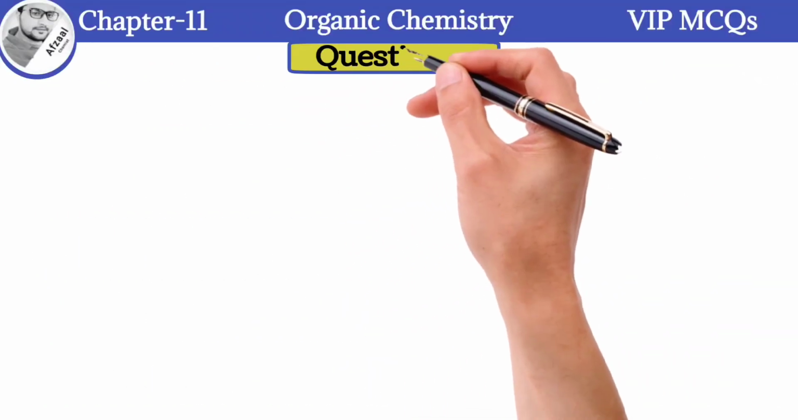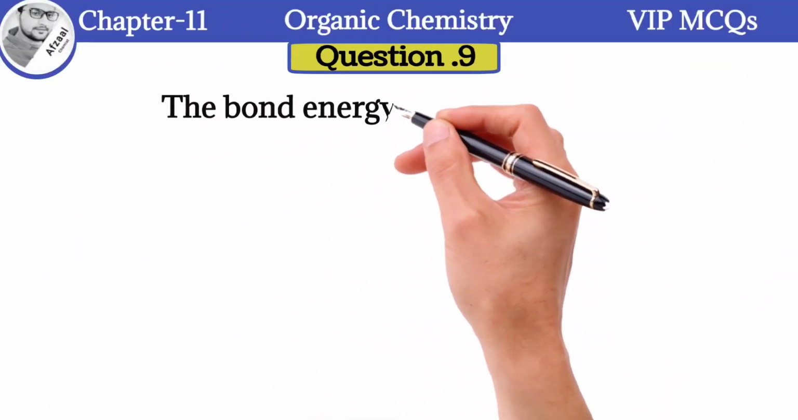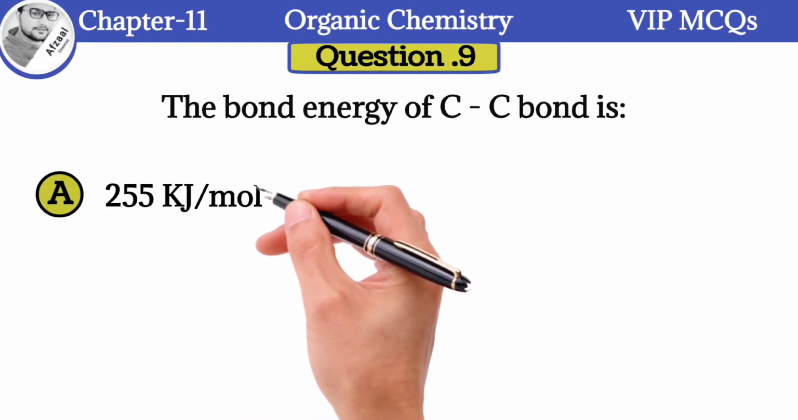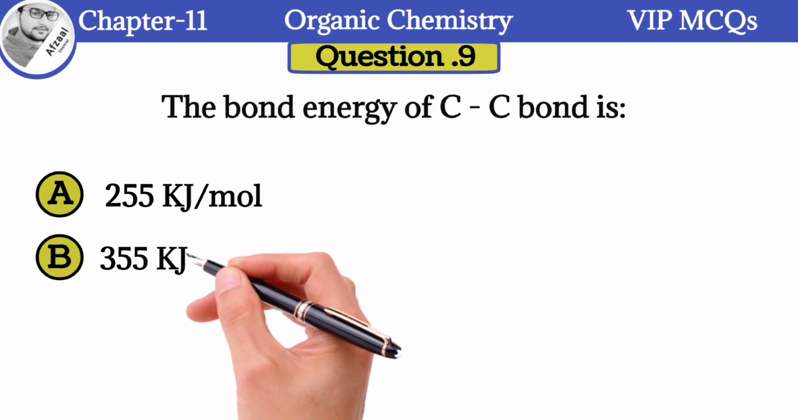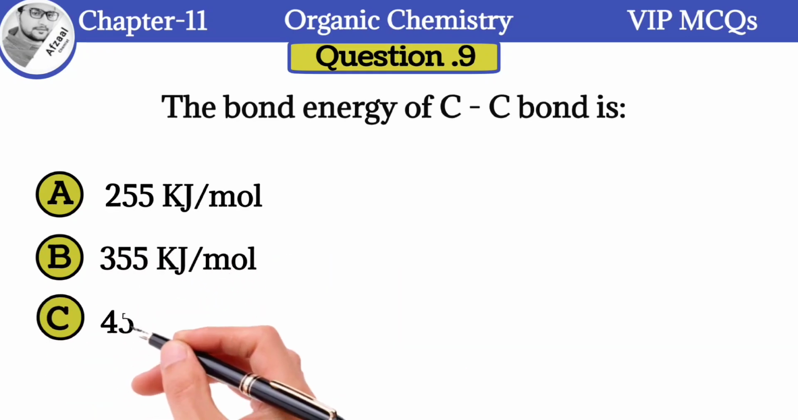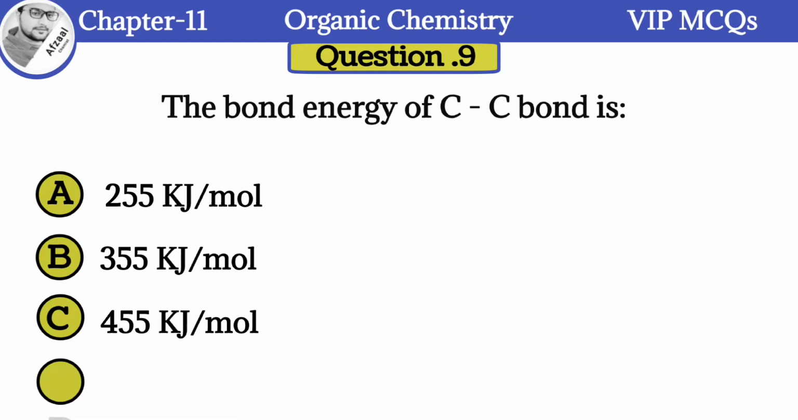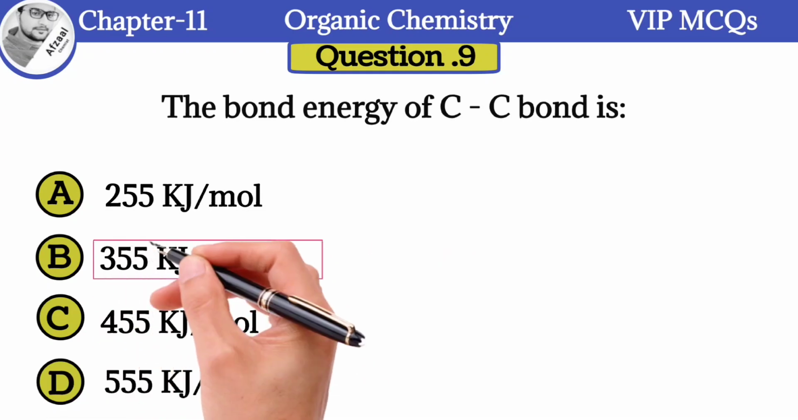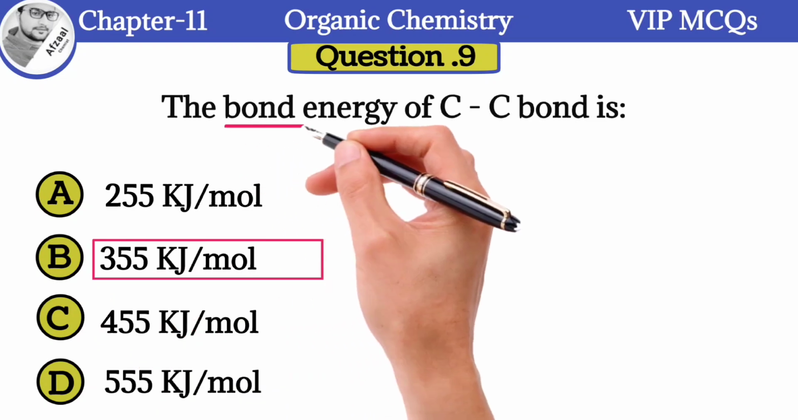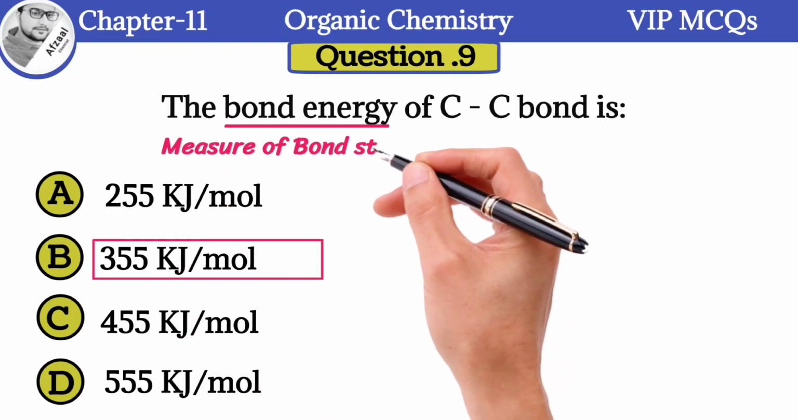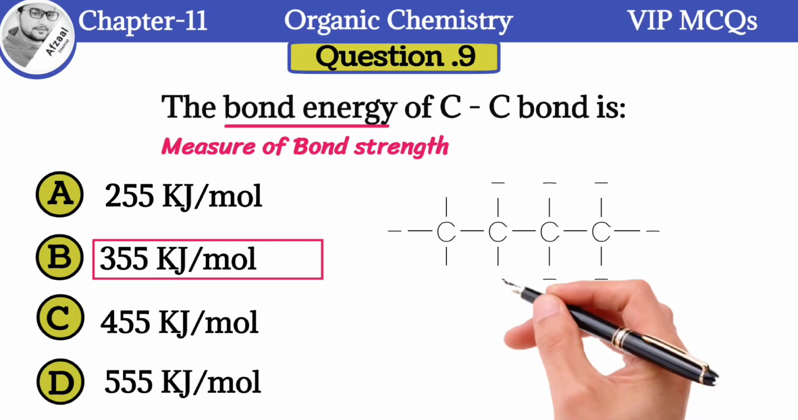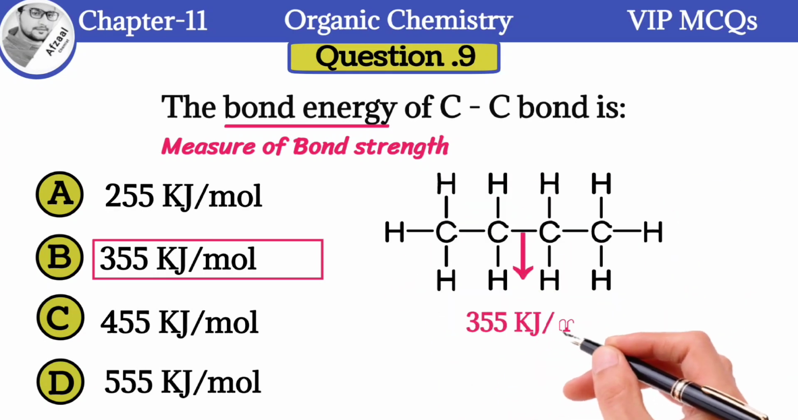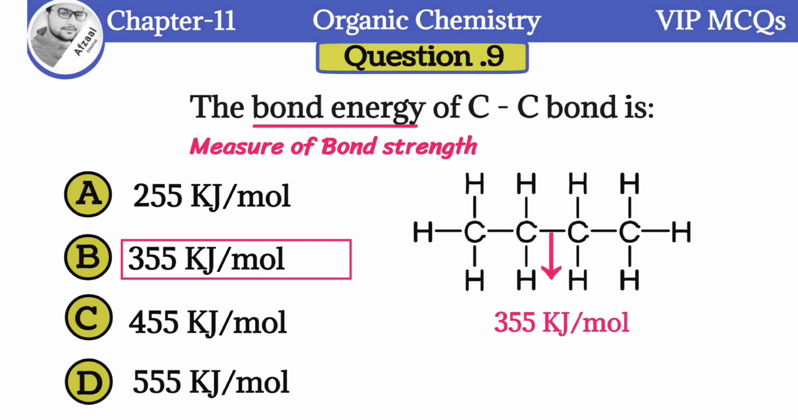Question number 9 is: the bond energy of carbon-carbon bond is? Option A is 255 kJ per mole. Option B is 355 kJ per mole. Option C is 455 kJ per mole. Option D is 555 kJ per mole. The correct option is B. My dear students, bond energy is a measure of bond strength. So, the carbon-carbon bond is much stronger because of its high bond energy, that is 355 kJ per mole.